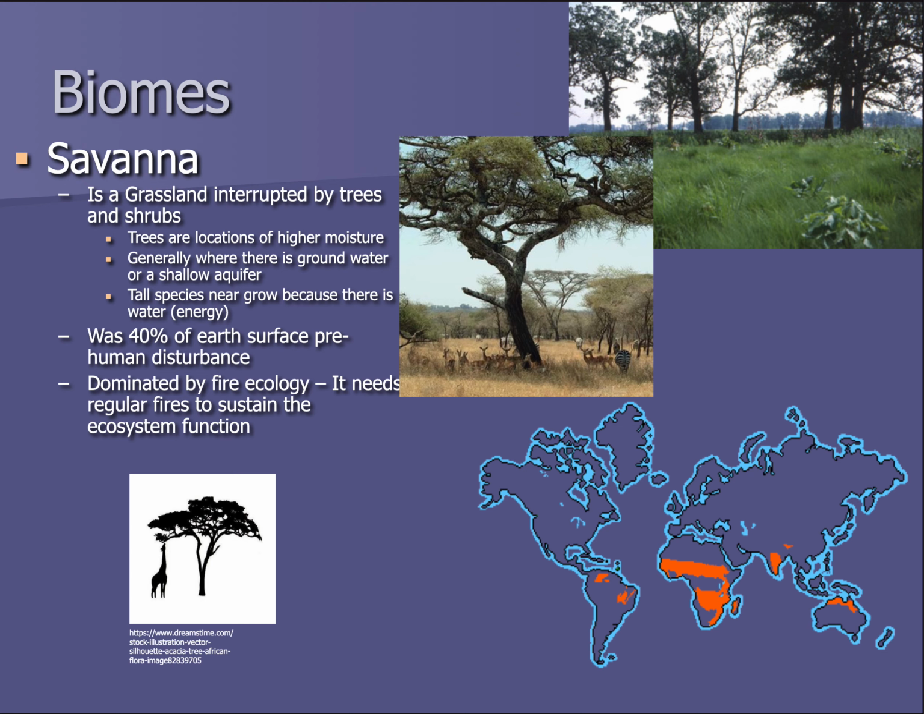The savanna biome is a high temperature location, but we're dropping moisture. So there's less moisture here than there was in the deciduous forest that we just finished discussing. There's less here than there is in the shrubland biome that exists right next to it.